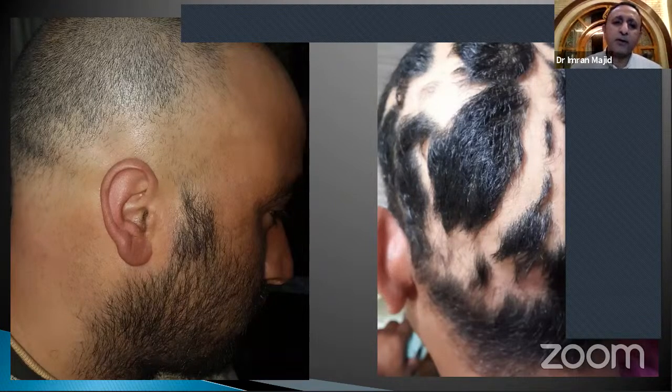On the left-hand side, you can see a picture in which there is involvement of the margins of the scalp from the occipital as well as the parietal area, and this is known as ophiasis pattern. And on the right-hand side, you can see a multifocal alopecia areata involving the scalp.